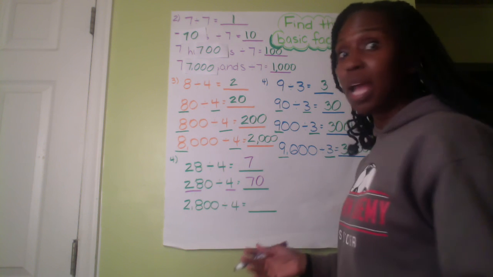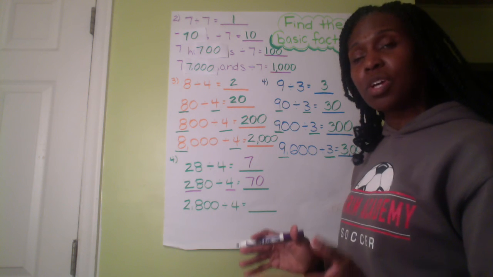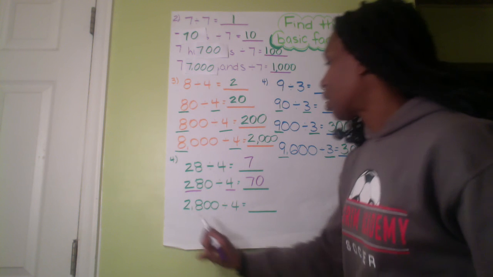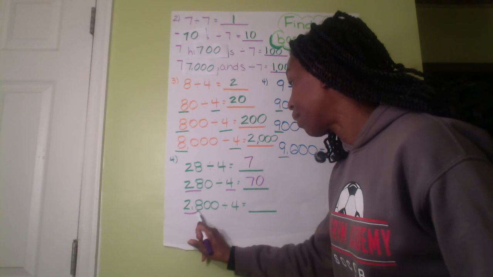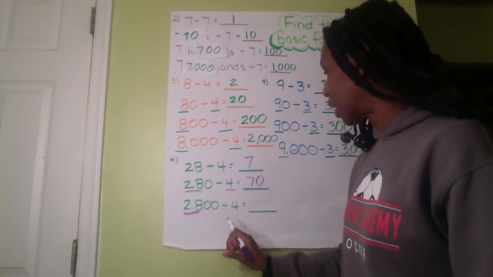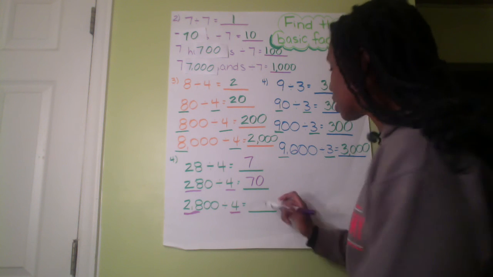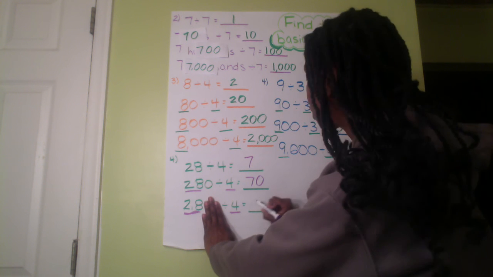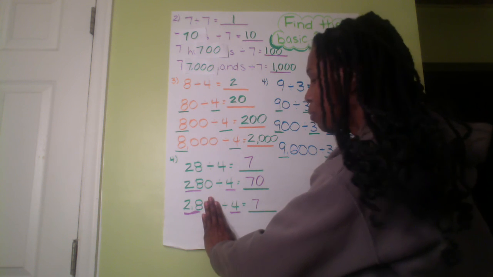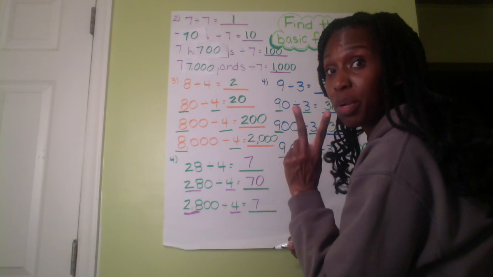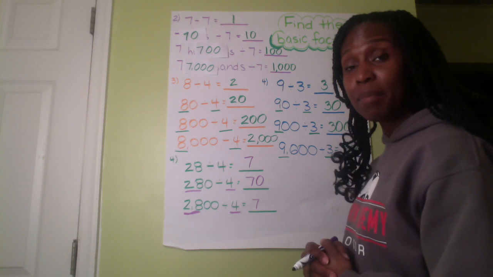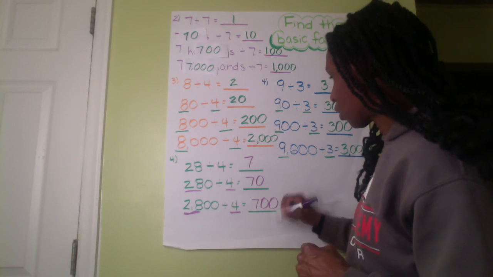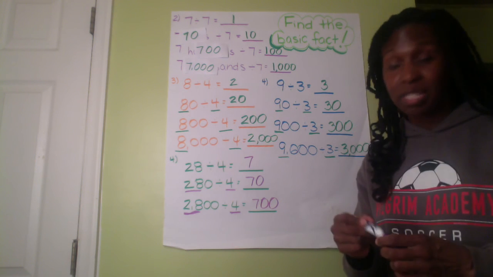All right, this one, yeah, it looks like a huge number, but you've got this. 2,800 divided by 4. Just look for the basic fact. I still have that 28 right here. Okay, you see it? 28 divided by 4. I'll cover up these zeros. 28 divided by 4 is still 7. I remove my fingers, 2 zeros. So guess how many zeros I'm going to add to the end of this? 2. Same number. So 2,800 divided by 4 is 700.